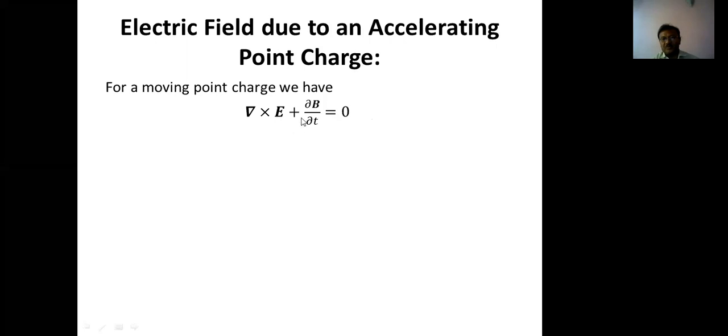Del cross E plus dou B by dou t equals 0. What's the name of this equation? Maxwell equation, sir. Third Maxwell equation. Third Maxwell equation, and it has a specific name. You know, right? This is called Faraday's law of electromagnetic induction. Faraday's law of electromagnetic induction in the differential form, right?